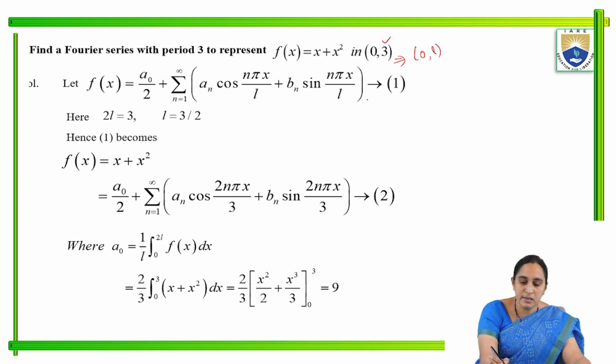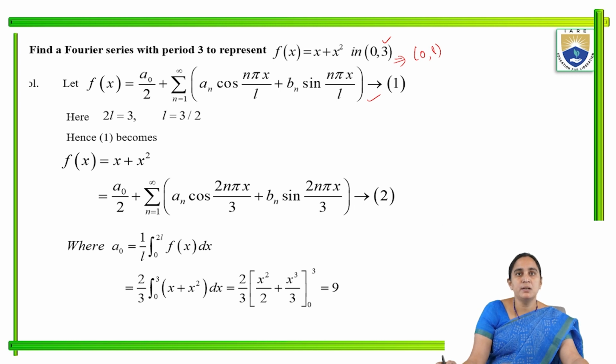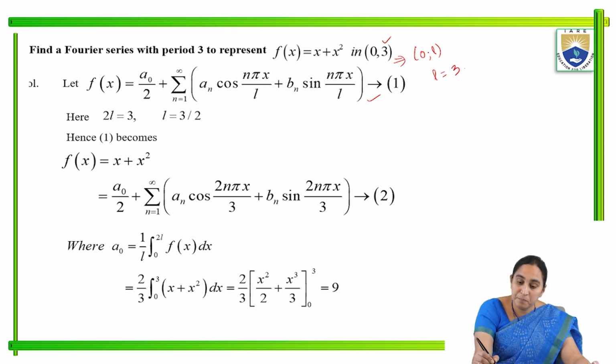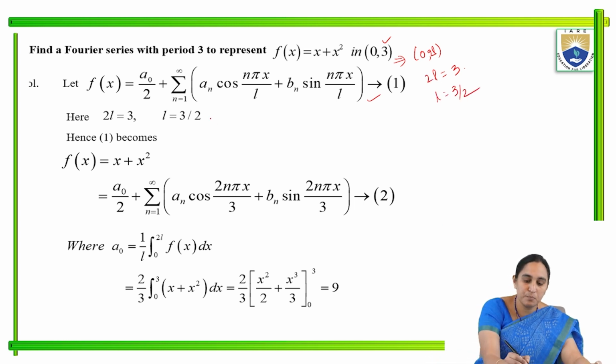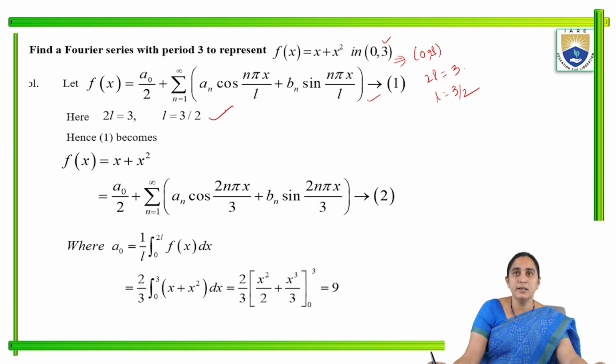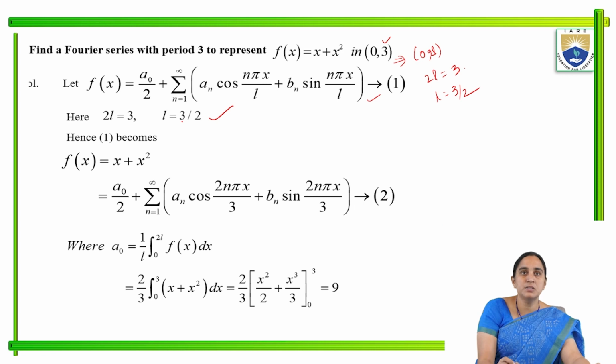For (0, L), what is the formula? f(x) = a naught by 2 plus sigma n = 1 to infinity of an cos(n pi x by L) plus bn sin(n pi x by L). Here the function is f(x) = x + x square. Comparing the interval with (0, L), what is the L value? That is 3, and here we are comparing with 2L, so 2L = 3, L = 3 by 2.